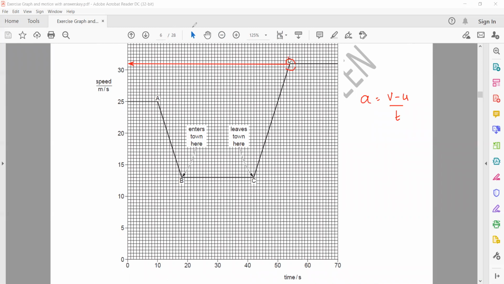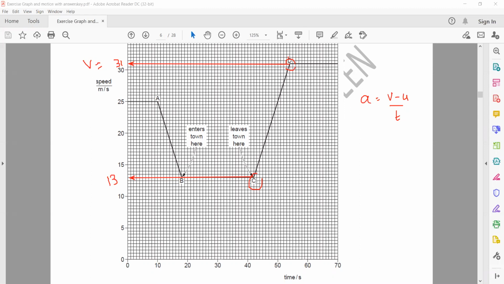Each two boxes represent 1, so this is 31, because after 30 there are two boxes, so 31. And that's the final speed because it is moving from C to D. So the final speed is 31. What about the initial speed? Speed at C? Yeah, that's 13, correct, because that was the same height we used to calculate the distance. So that is 13.